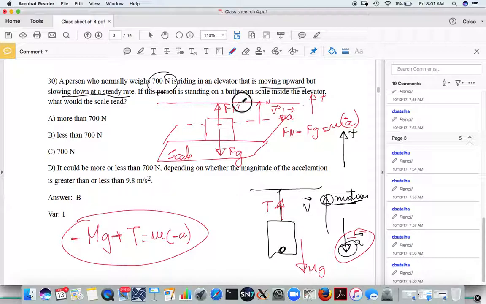So what is the scale reading? The scale is reading your normal force. So when you add mg to both sides of the equation, Fn is equal to mg plus m times negative a. In other words, your normal force is mg minus ma. So the normal reaction force, which is the reading of your scale, is going to be less than the weight. So there you go, B.